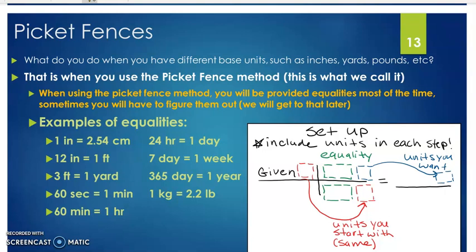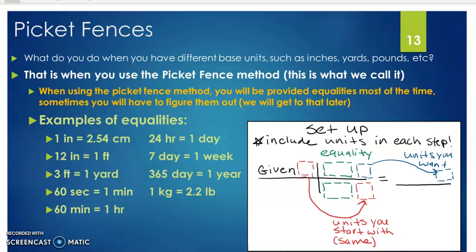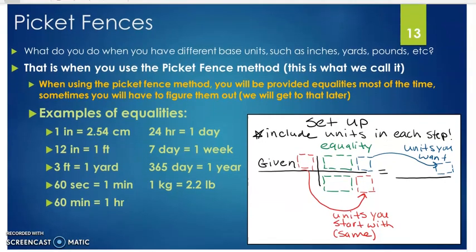So in this video, I'm going to be going over what I call picket fences. Now, there's other names for this, but here at St. Francis, we just call it a picket fence because that's how it looks when you set it up. So this is a method or a skill for converting between different units.